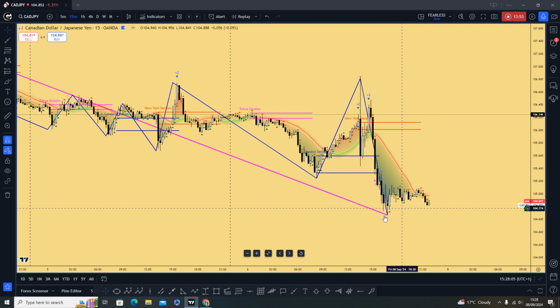So if we have, let's say, wave structure 1 here, and we need to see 2 that fails to take the 0, then we can take the trade using the 0 as our stop loss. So that is the Canadian dollar, Japanese yen.